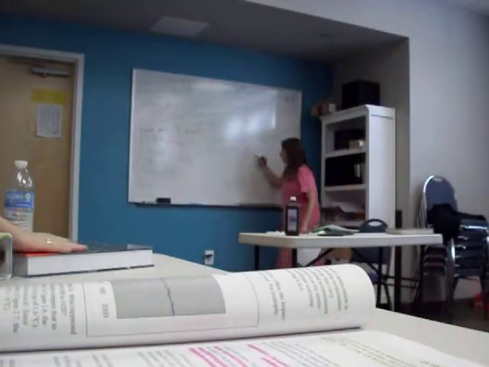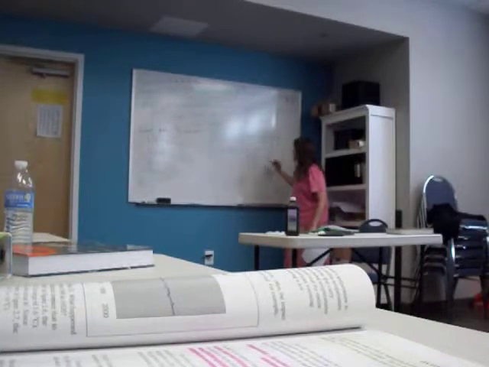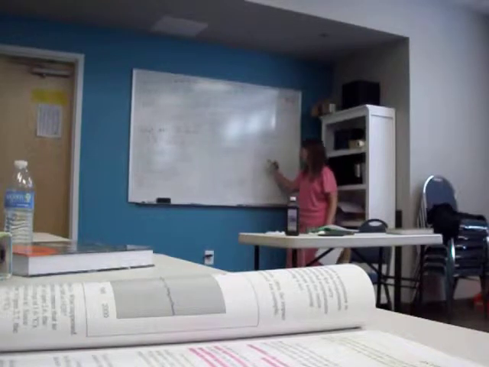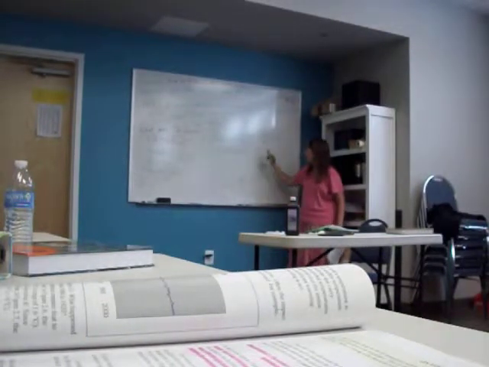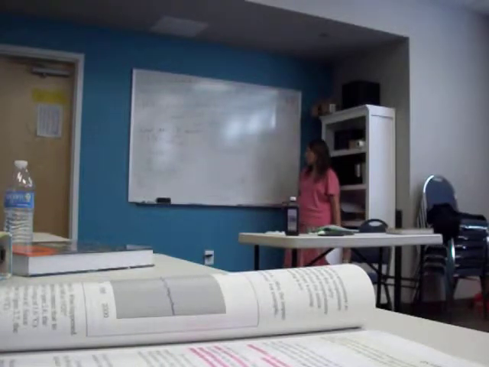1% over 10,000 parts per million. That cancels out my parts per million and gives me percent. So all you have to do is divide that number by 10,000.